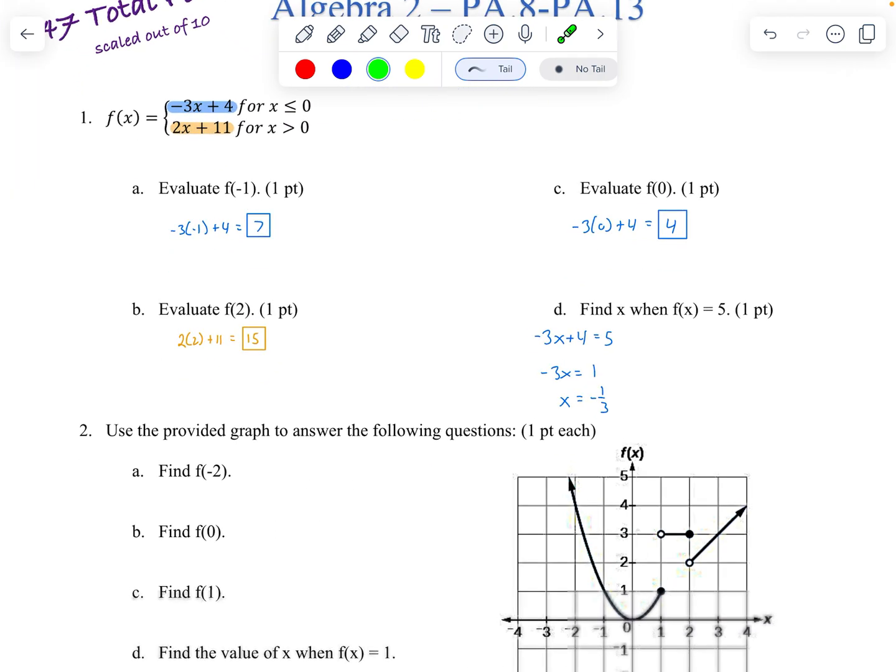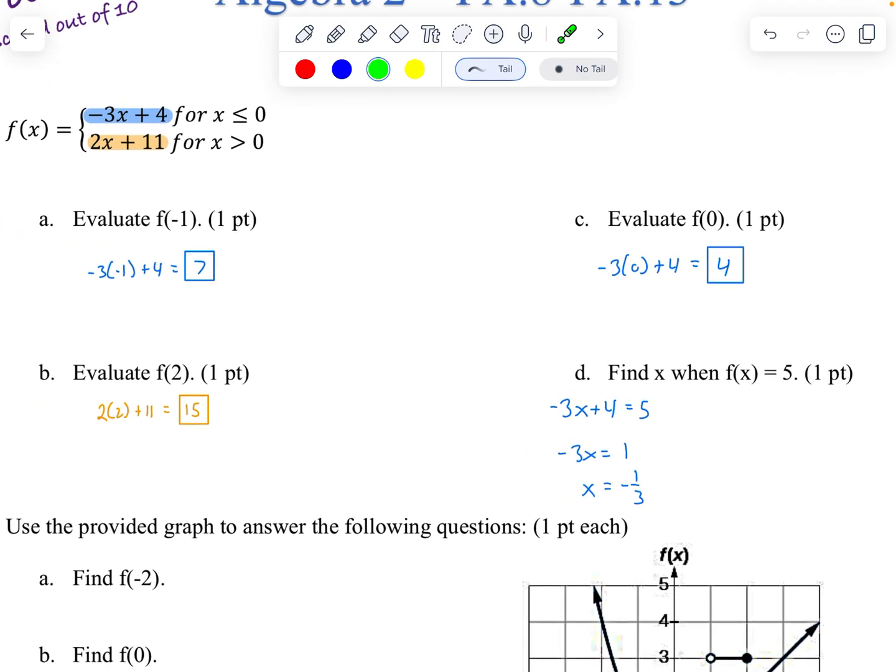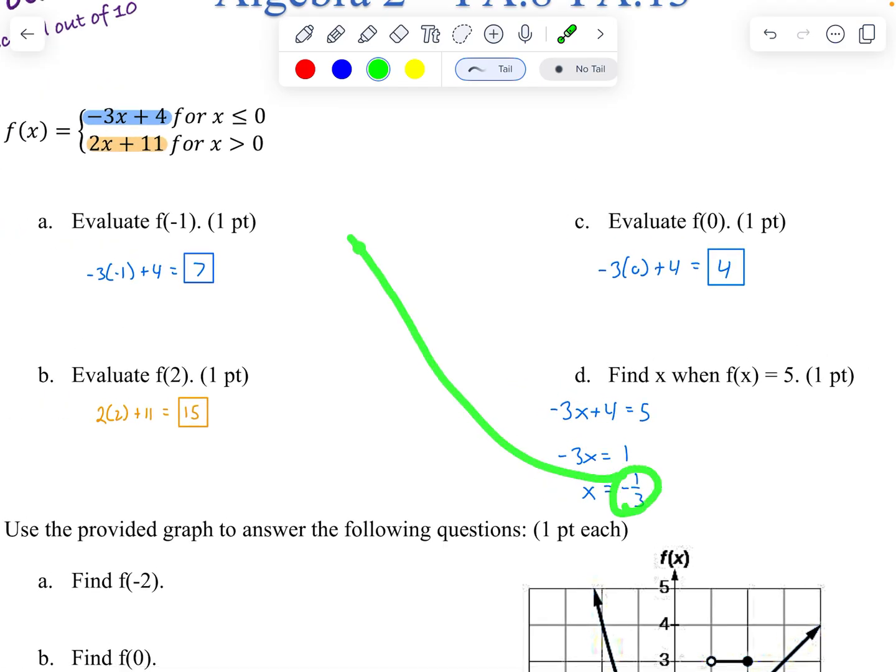So remember, on a graph, let's pretend this is the graph. If the blue piece was only graphed right here, for example, then this x value wouldn't exist on that piece. And so you wouldn't be able to use it. But you don't need a graph to check it. You check it just by seeing if it fits the definition up here.